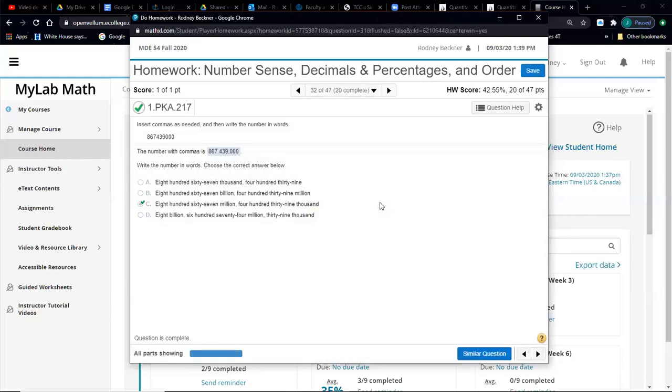Now, something I mentioned, the word and in math for separating number sections is supposed to only be used for a decimal, which is why there is no and in any of this. But some people say 867 million and 439,000, something like that. All of those ands are technically incorrect.